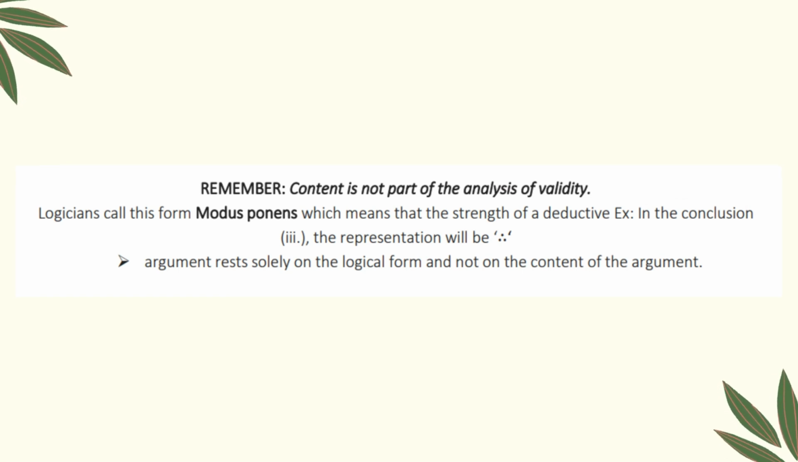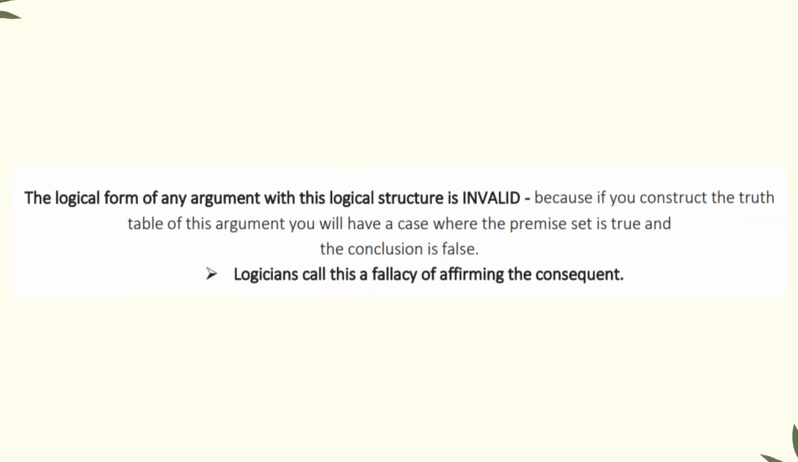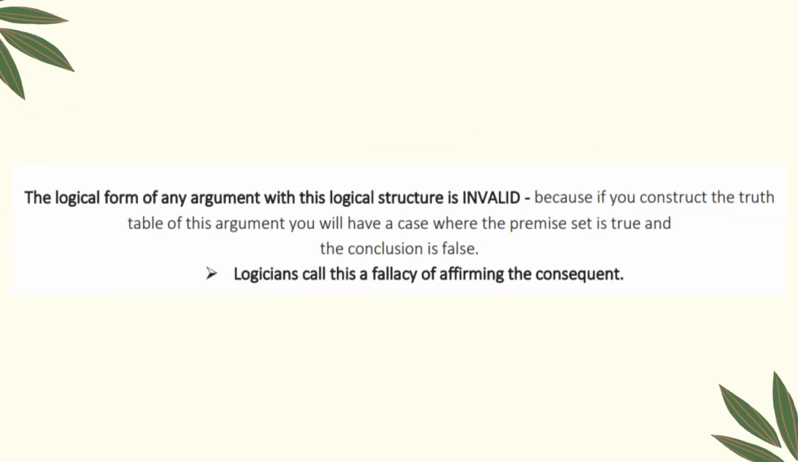Logicians call this form modus ponens, which means that the strength of a deductive argument rests solely on the logical form and not on the content of the argument. On the other hand, it is invalid if the content is part of the analysis, meaning to say, if an argument form has a true premise set and a false conclusion, logicians call this a fallacy of affirming the consequent.